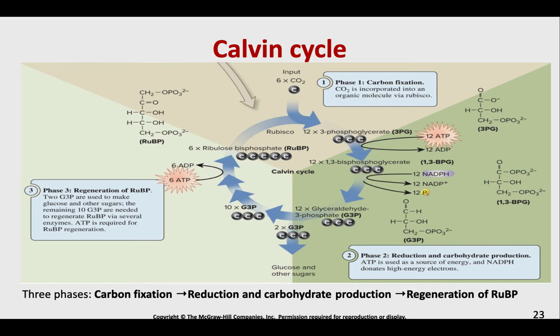Now the next phase is called reduction and carbohydrate production, because essentially we're taking that CO2, incorporating it into the molecule, and we've created an intermediate that is now going to go through a series of reactions to create more intermediate molecules before finally becoming a G3P. So that G3P is our carbohydrate that we have produced that will go on to create glucose as well as some other sugars as needed.